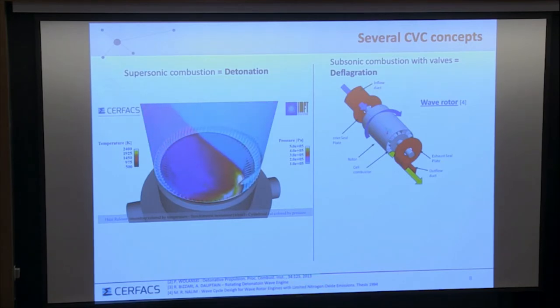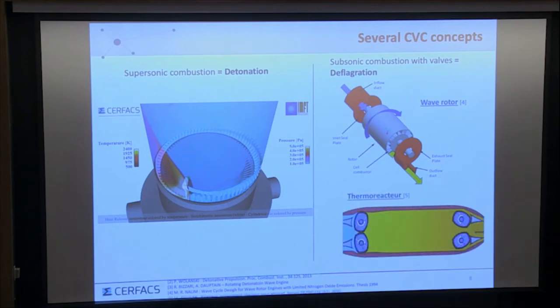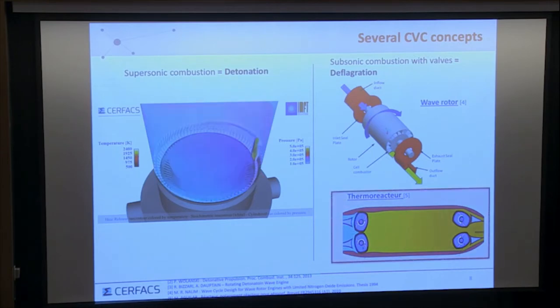The only way to do something which is constant volume, if you don't do detonation, is to isolate the chamber during combustion. So you have to close the inlet and close the outlet. So you need to introduce all these rotating parts. It can be done in many ways. This is the wave rotor. This is not the one we tested. We're going to talk about what you call here a thermoreactor, which is a system where you have valves at the inlet, valves at the outlet, so that when combustion develops, you have something closed. And then the pressure will go to higher values.